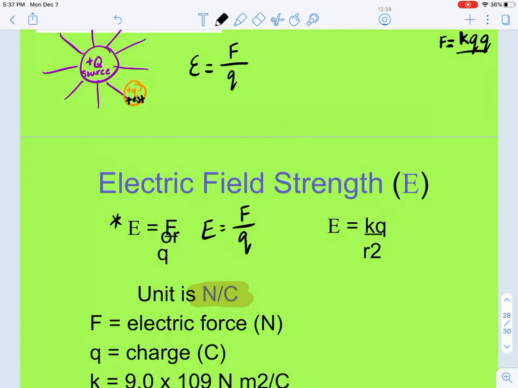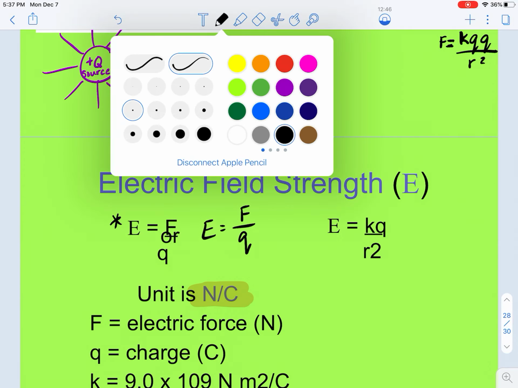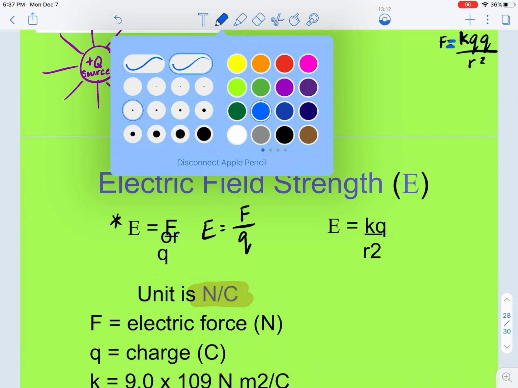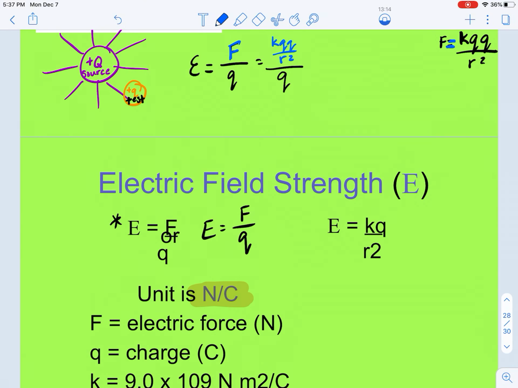We're supposed to know that Coulomb's law says the force experienced can be calculated knowing K, Coulomb's constant, the magnitude of our two charges, and the distance between them. So if we take F for force and substitute it with what Coulomb's law means, so KQQ over R squared, and put that into our electric field formula, then we end up with this, okay?